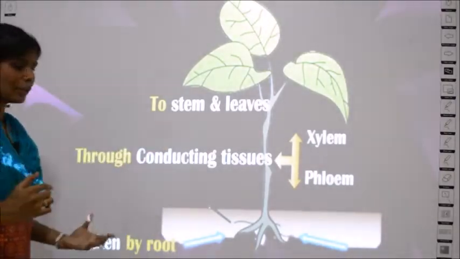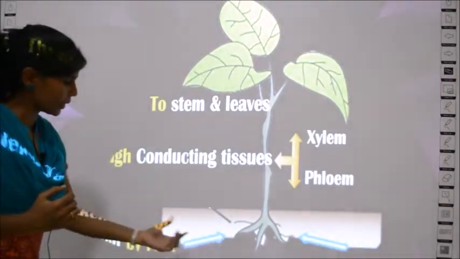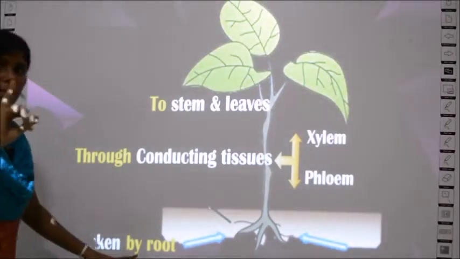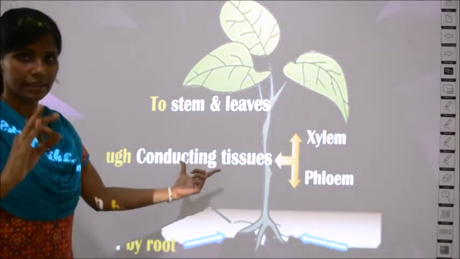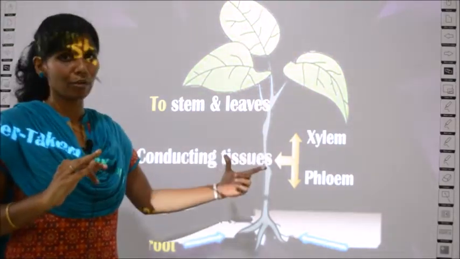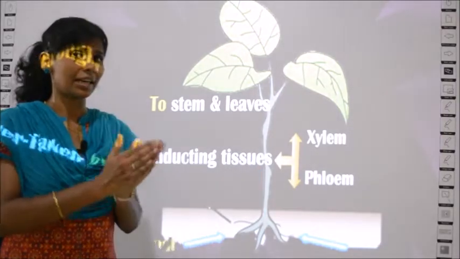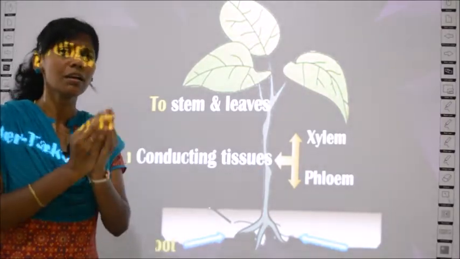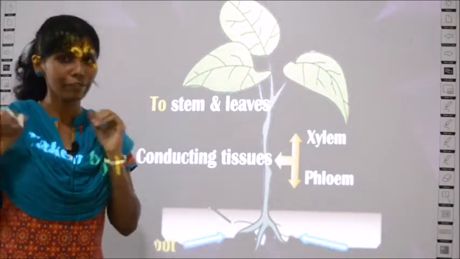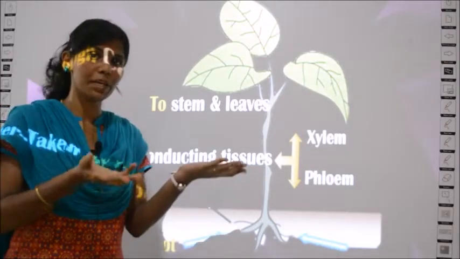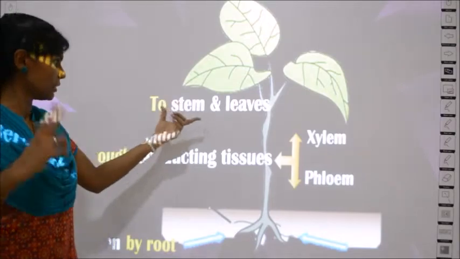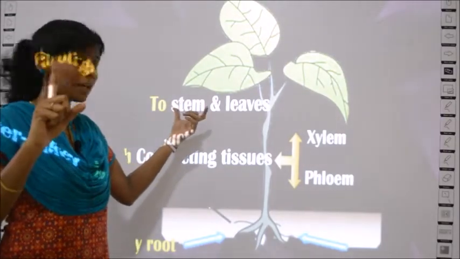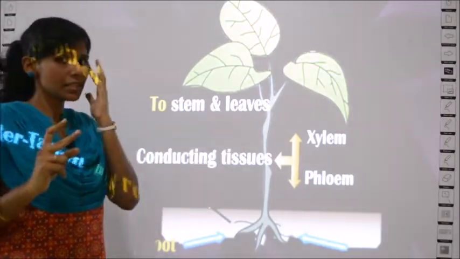So what did I tell you? Initially, from the soil, water is taken by the root, and through the conducting tissues, that is xylem and phloem. I told you xylem and phloem, the conducting tissues, are intermediates. They get water from the root and give it to somebody else. To whom are they giving it? They are giving it to 2 parts here: one is the stem and the second one is the leaves.